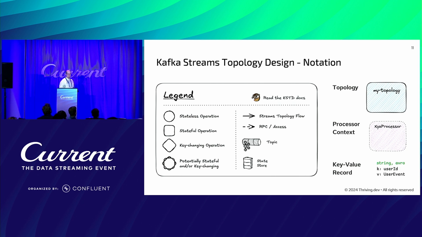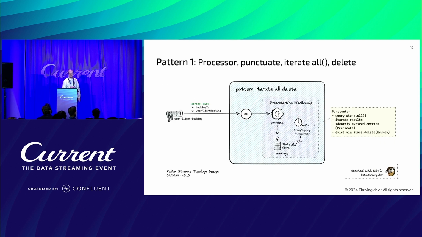One last bit before we start with the patterns, just on the notation. I will not go into much detail. I hope a lot of the diagrams are self-explanatory, but just the most crucial parts. The blue box is a topology. The purple box is everything that's within a certain custom processor's context. To save time, I will just move ahead and start with our first pattern.